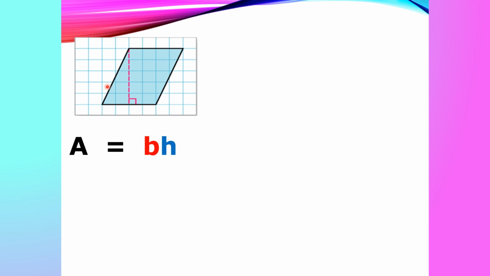Now, this parallelogram is on a grid paper. The dimensions are not given. To know the dimensions, we count the number of squares to find the base and the height. 1, 2, 3, 4. The base is 4 multiplied by the slant height, which is 1, 2, 3, 4, 5. 4 times 5 gives us 20. Because we do not have the dimensions here, we call it units, so we say it's 20 units squared.